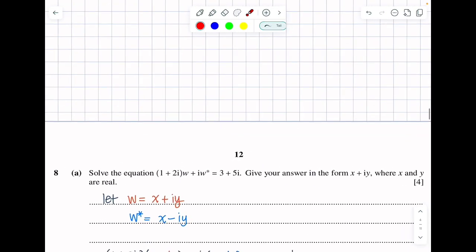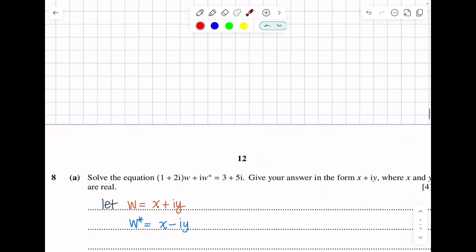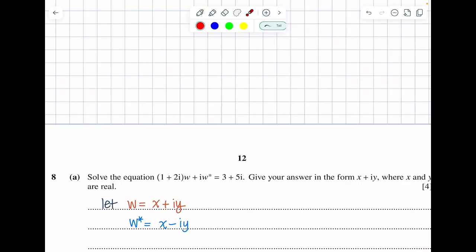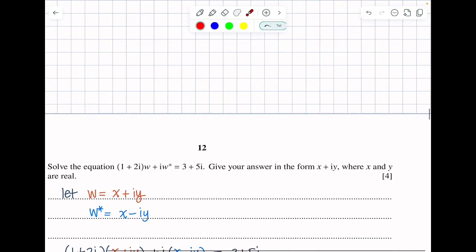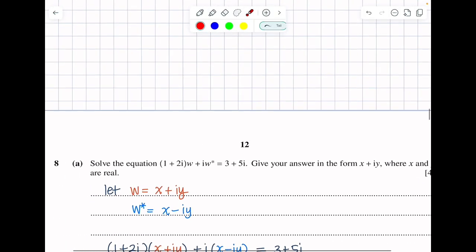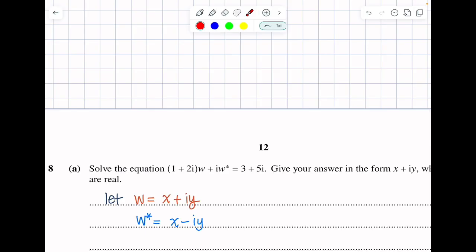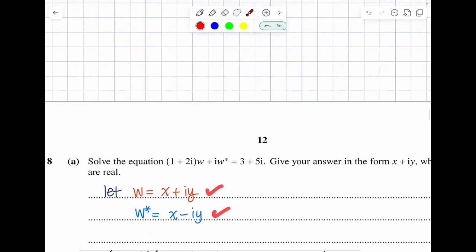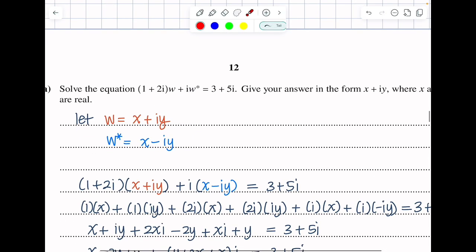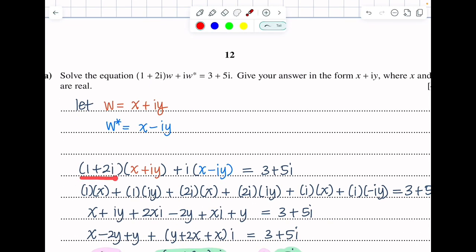For the next question, solve the equation (1 plus 2i) times w plus iw star equals 3 plus 5i. Give your answer in the form x plus iy, where x and y are real. Let's say w is x plus iy. Therefore, w star is x minus iy. We substitute these two values into the equation. So (1 plus 2i) times (x plus iy) plus i times (x minus iy) equals 3 plus 5i.